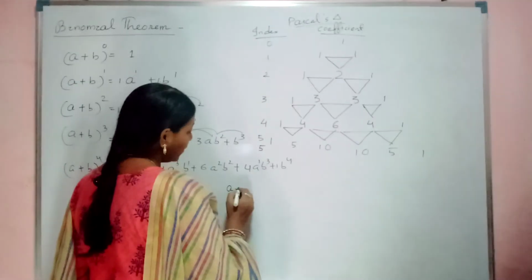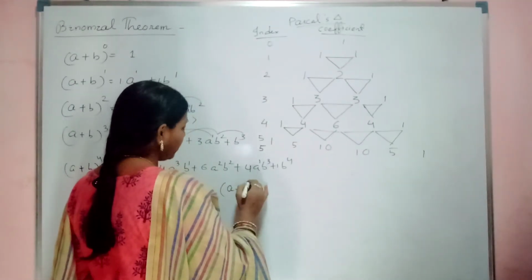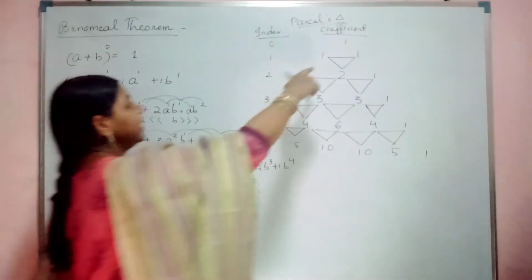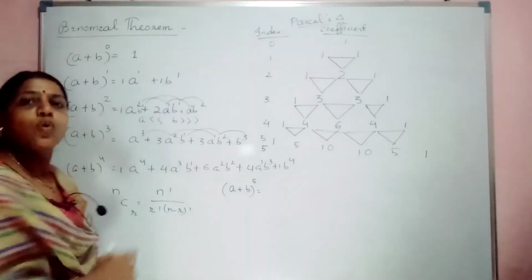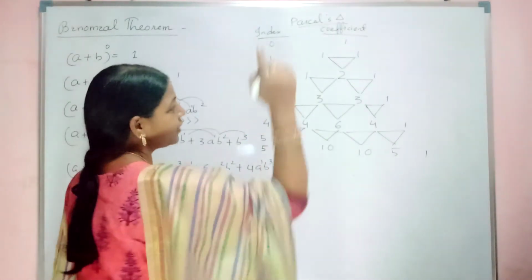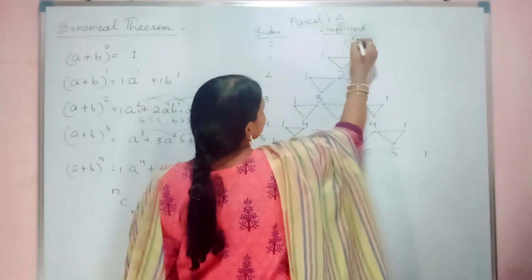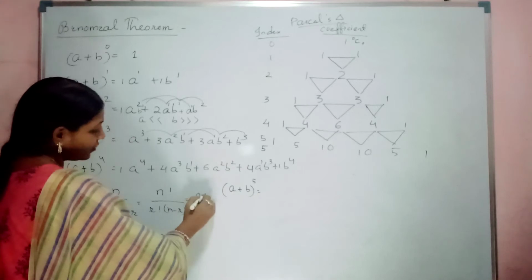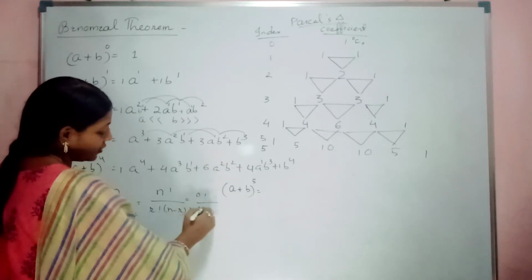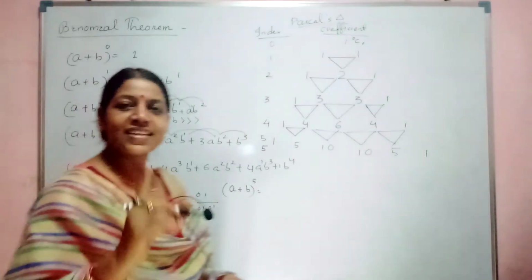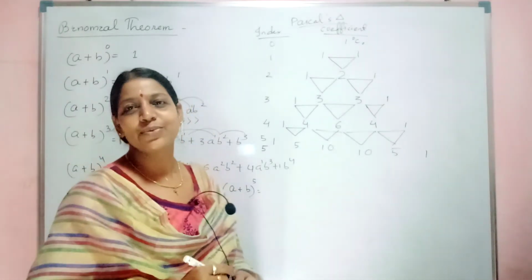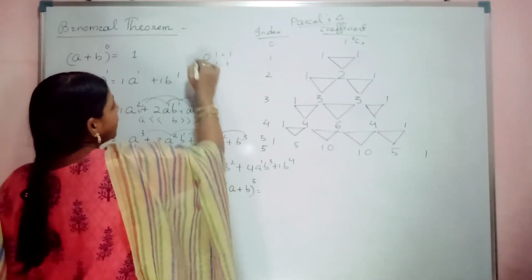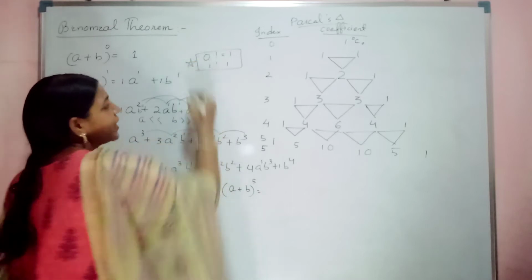For example, you want to write (a plus b) to the power 5. Then what will you do? Let us first write this in terms of these coefficients. So 1, what will I write for 1? 1 is nothing but 0C0, because you substitute here 0 factorial divided by 0 factorial times (0 minus 0) factorial. 0 factorial answer is 1, and 1 factorial is also 1. Remember this? Make a note of it.